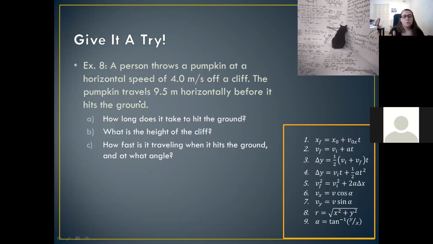Marker, you have the question, what would be the origin, the hand of the person, or the cliff?